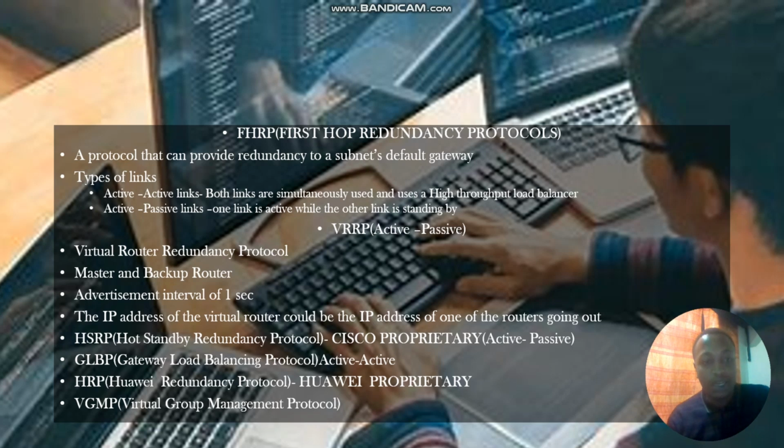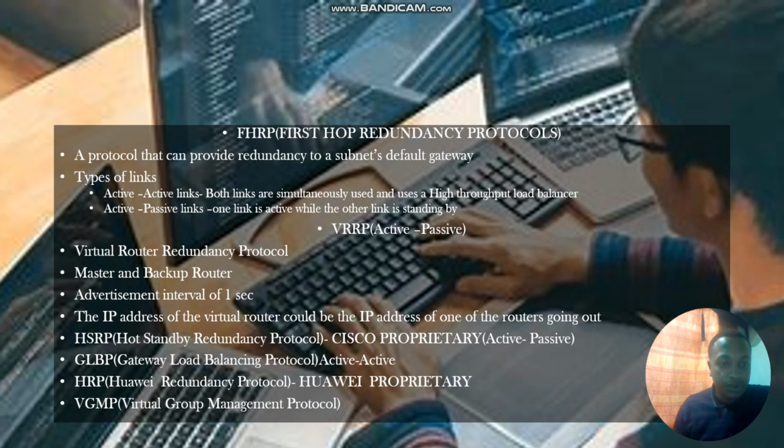Another protocol that we have is the HSRP, which is Cisco proprietary, meaning that it is owned by Cisco, which stands for Hot Standby Redundancy Protocol. It's an active passive link. We have what we call the GLBP, that is the Gateway Load Balancing Protocol. It's an active link, meaning that all links are simultaneously used. We have what we call the Huawei Redundancy Protocol. It's Huawei proprietary. I believe it's active passive.